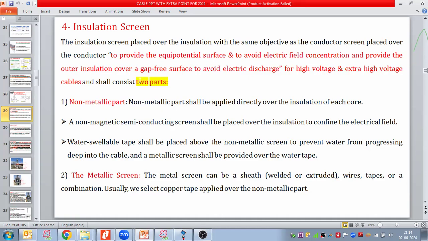And this screening consists of two parts. First is the non-metallic part. The non-metallic part shall be applied directly over the insulation of each core. If we are taking a 3-core cable, it will be applied on each core. This non-metallic part is a non-magnetic semiconductor screen, placed over the insulation to confine the electrical field inside the cable only.